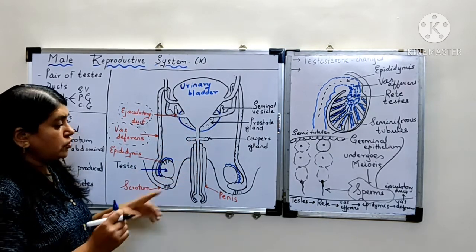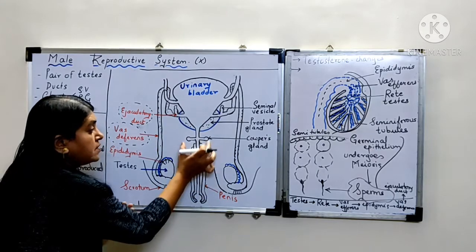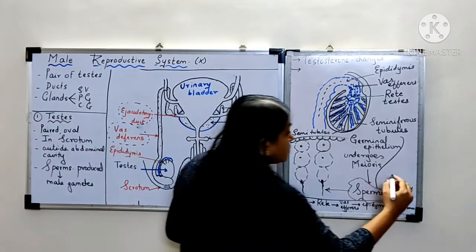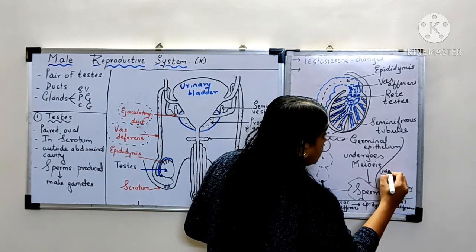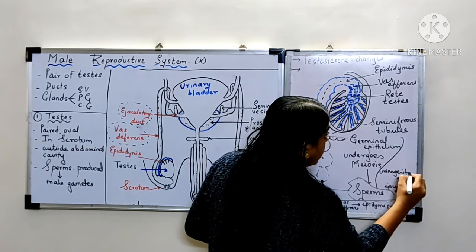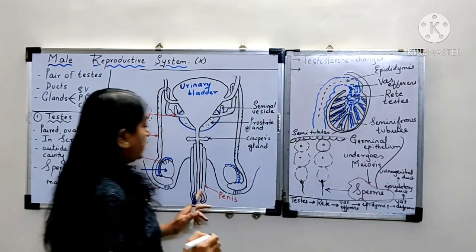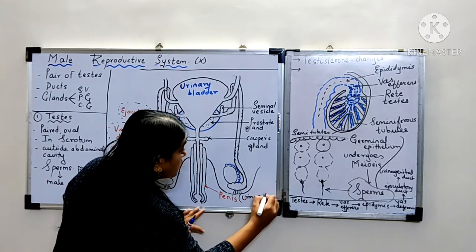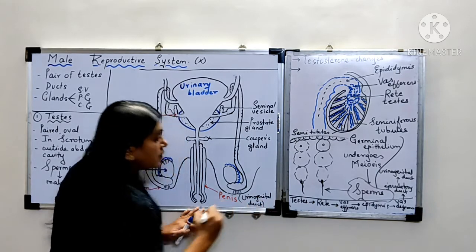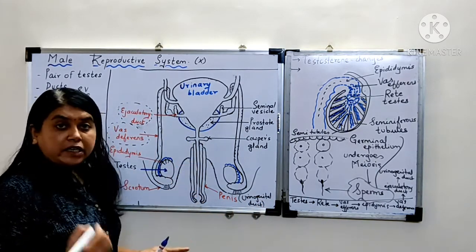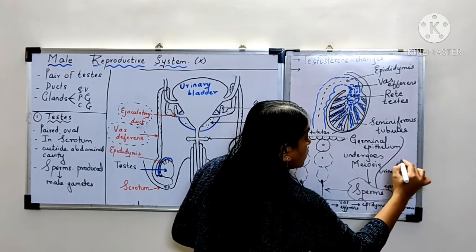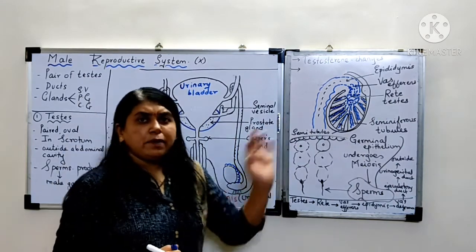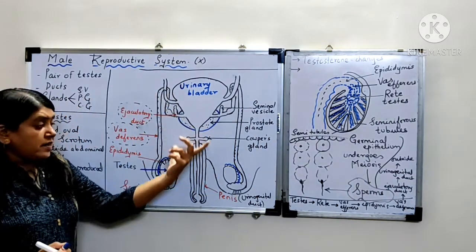From ejaculatory duct, then they are moving down over here. This particular structure, penis, Cowper's gland, it is called the urinogenital duct. That means penis is also called urinogenital duct. So from urinogenital duct to the outside, or we can say female reproductive system. So this is the path of the sperm.